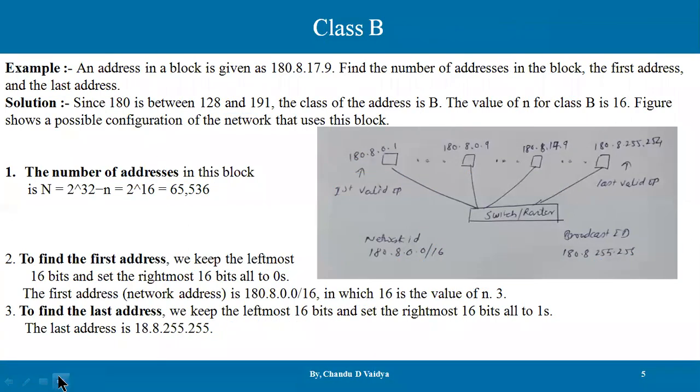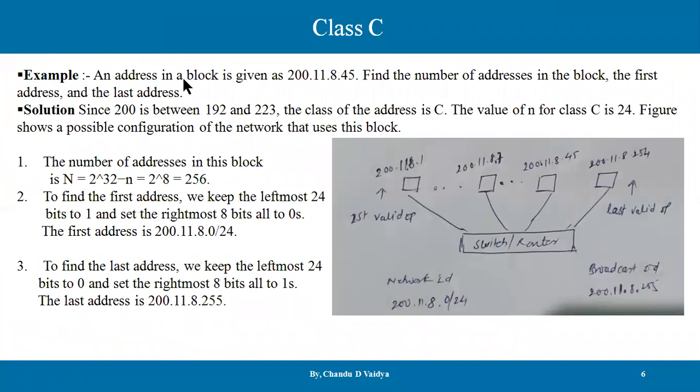Let's talk about class C. Take an example. An address in a block is given, that is 200.11.8.45/24, and we need to find the number of addresses, the first address and the last address. What we have to do is analyze the first octet value of the given block, which is 200, and this 200 is in the range 192 to 223. Looking at the range of the classes, this belongs to class C. As far as class C is concerned, the host ID is only the last octet, and the net ID is the first three octets.